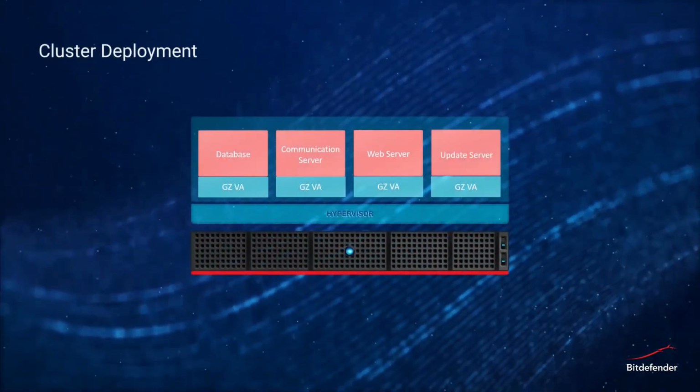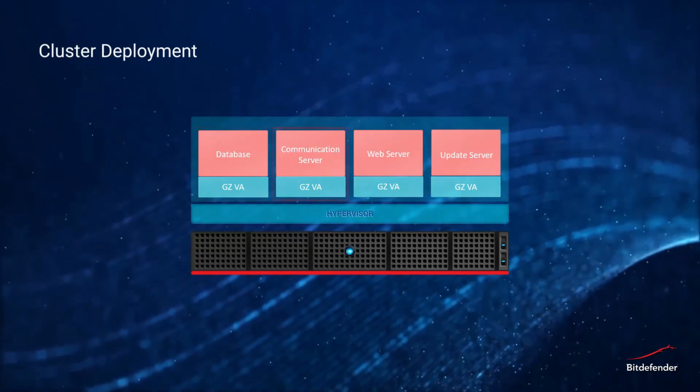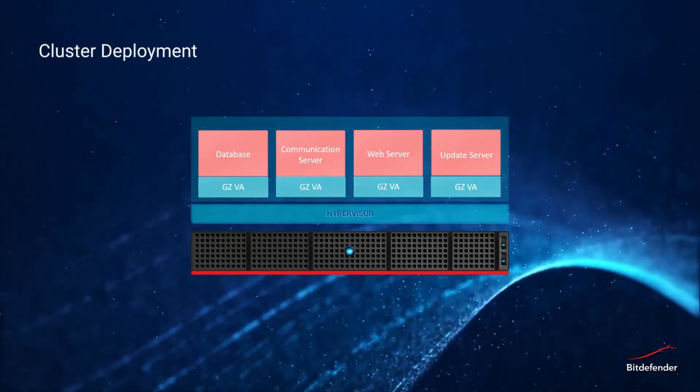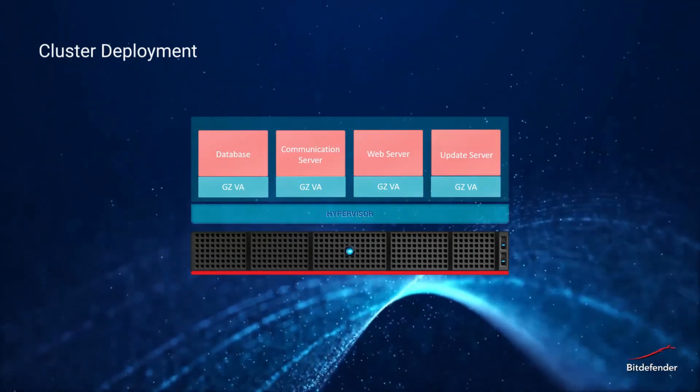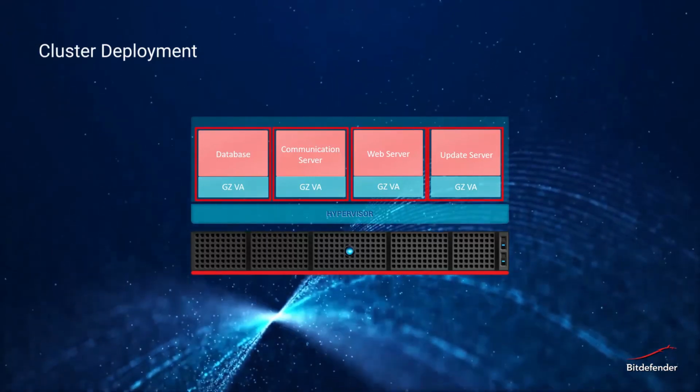In this scenario, each GravityZone role has been deployed on a separate virtual appliance. By doing so, you will have to deploy the GravityZone virtual appliance 4 times.